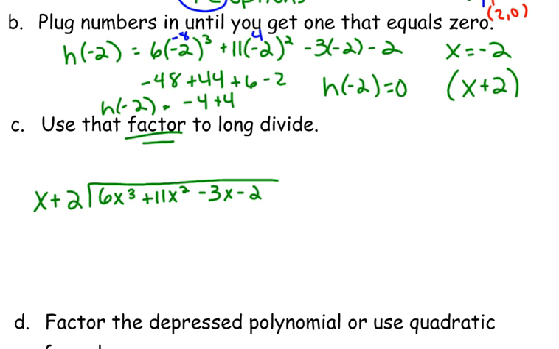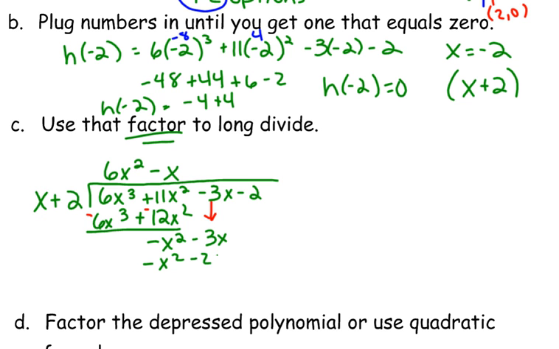So using my long division, I'd say how many times is x going to 6x cubed? That'd be 6x squared. And then distribute that. Remember, we do the negatives here. So I have negative x squared minus 3x when I go ahead and bring that down, right? So how many times does x go into negative x squared? That'd be negative x. So I have negative x squared minus 2x. Change my signs. So I have negative x minus 2. X goes into negative x negative 1 times. So I have negative x minus 2. And look at that. My remainder is 0.